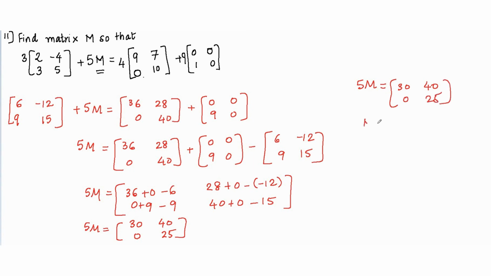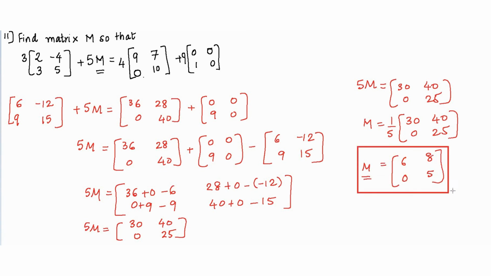Let us now evaluate the matrix M. M is 1/5 of [30, 40; 0, 25]. And finding 1/5 of each element, 1/5 of 30 is 6, 1/5 of 0 is 0, 1/5 of 40 is 8 and 1/5 of 25 is 5. And therefore the matrix M is equal to [6, 8; 0, 5]. So this is the answer.